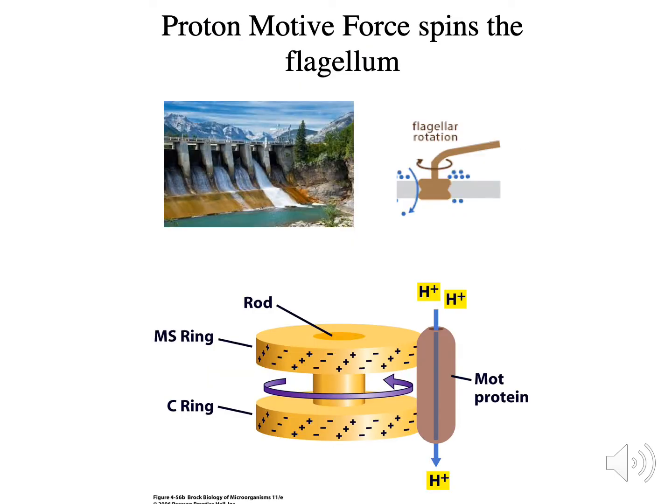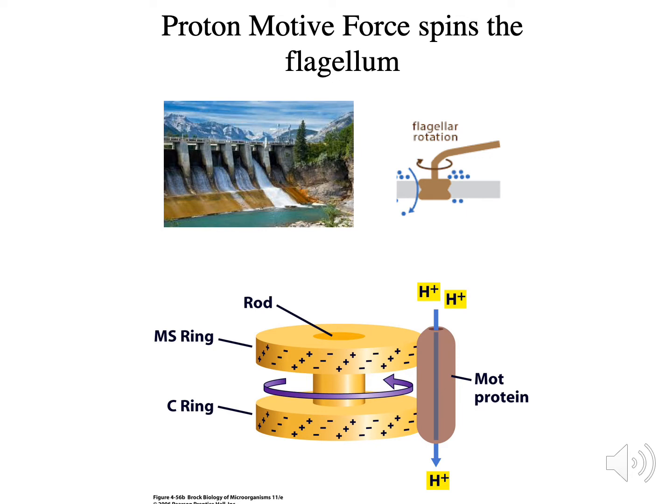Proton motive force provides power to spin the flagellum. If you look at the top diagram, proton motive force results from a bunch of hydrogen ions that build up on the outside of the cell, purple circles in the diagram. These hydrogen ions want to move inside of the cell but can't because of the membrane. This is like water that wants to move across a dam but can't.